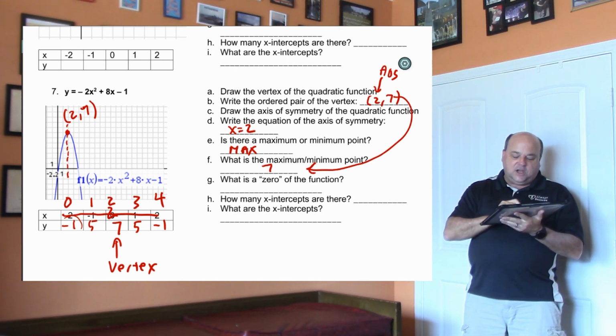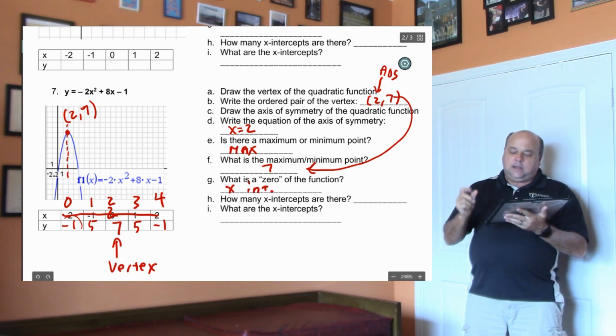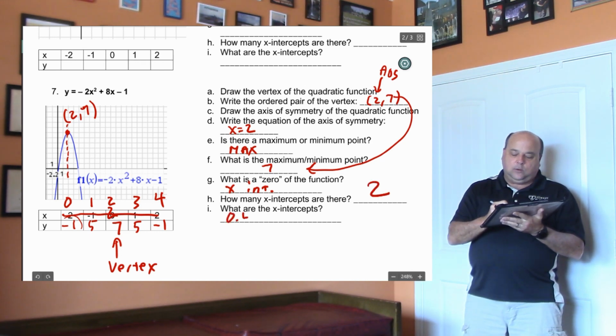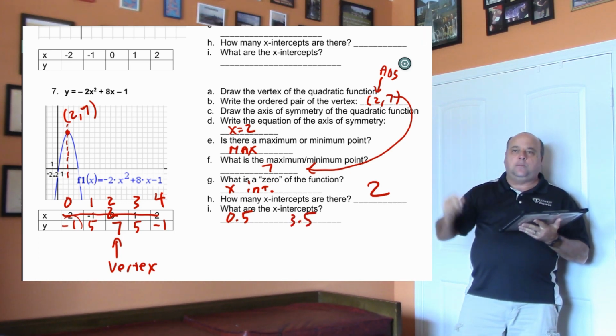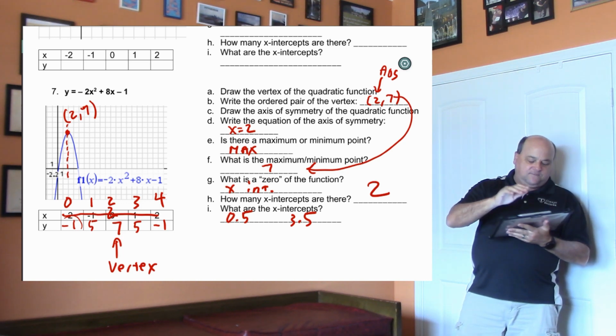The 0 of the function, let's just do 0.5s. So the 0 of the function is the x-intercept. Okay, how many x-intercepts are there? 2. And it's going to happen between 0 and 1 and 3 and 4, won't it? Okay, we don't know exactly what they are. Let's just put 0.5, okay? Any questions?